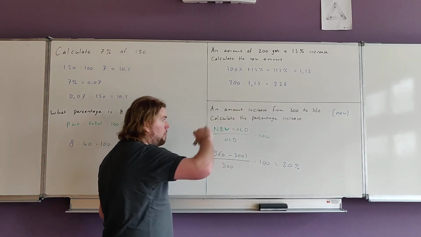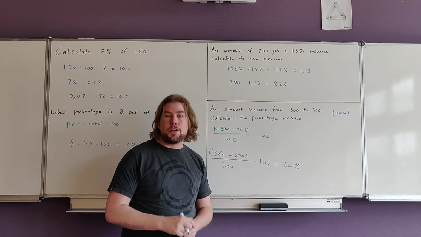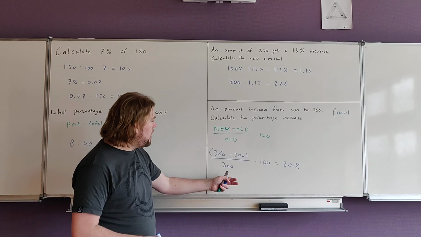So I chose nice numbers on the board here, right? Otherwise you can round it off to one decimal place if you get a number that's not so nice as this one. So this was the new explanation.